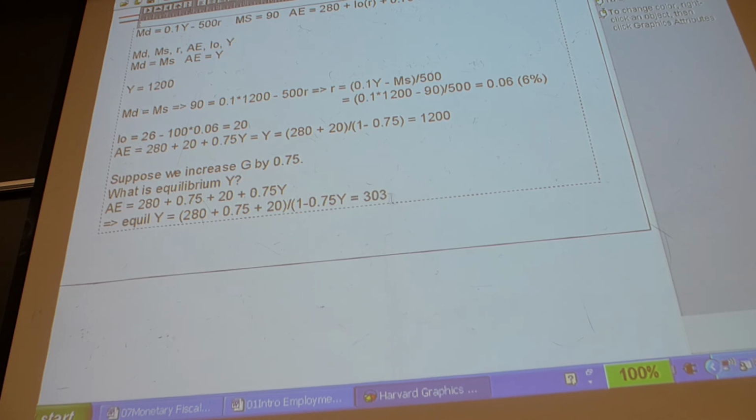Actually, it's going to be 300.75 times what? What's the multiplier? It's staring you in the face. Come on, guys, what's the multiplier?